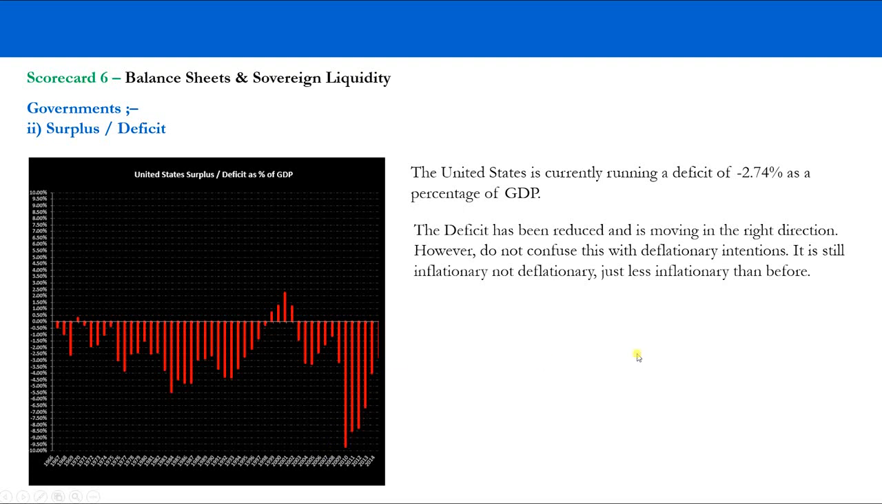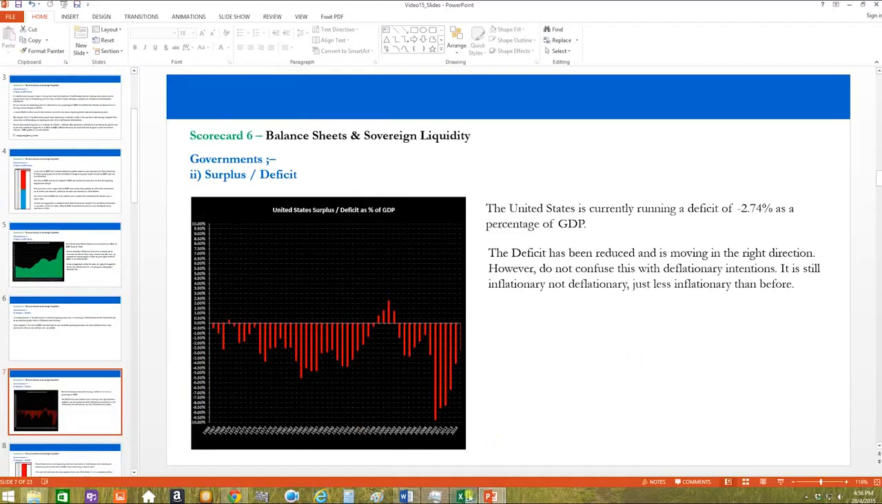However, do not confuse this with deflationary intentions. It is still actually inflationary if you're spending more as a government than you're receiving in tax revenues. It's just less inflationary than before. Now let's go over to the spreadsheet and have a look at these numbers.